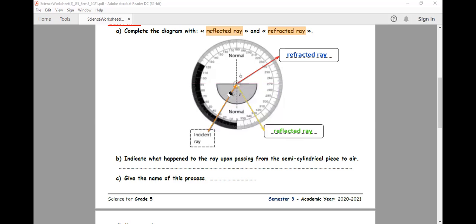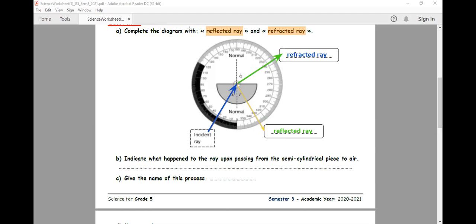Okay, great job. Now part B. In part B, they're asking us, what happened to the ray when passing from this piece, the gray piece, to the air? So look, the incident ray went this way. Did it continue in a straight way? No, it bent. Bravo. It bends. It changes its direction.